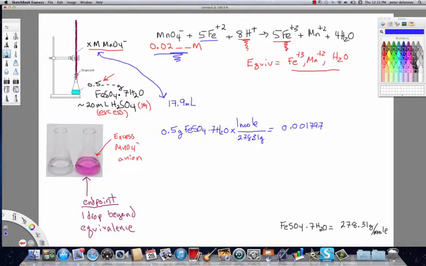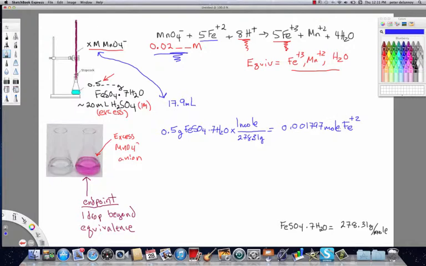and I'm not being careful here with significant figures or anything. What I'm concerned about is teaching you how to do this. So you're going to have to deal with your teacher on that end of things. All right, and this is going to be Fe2+. That's the moles of Fe2+.